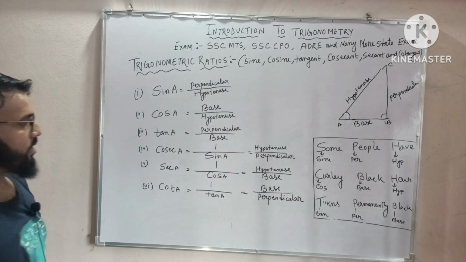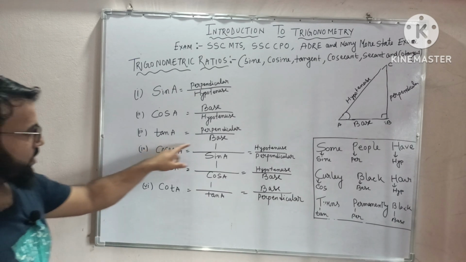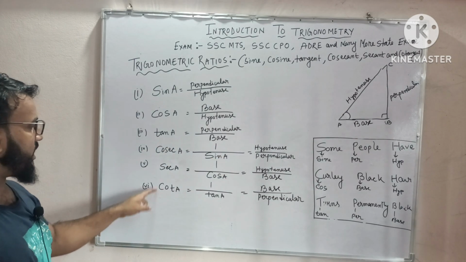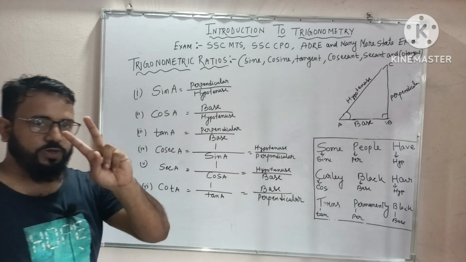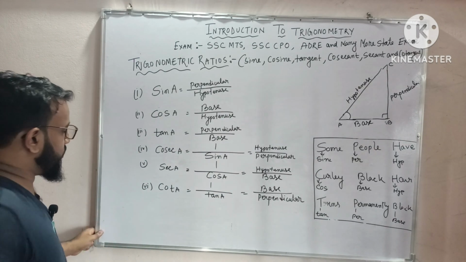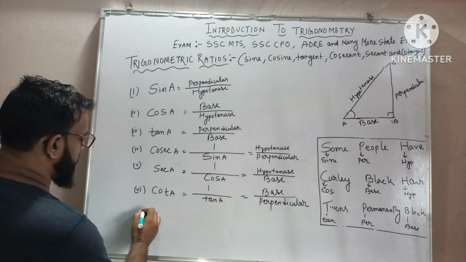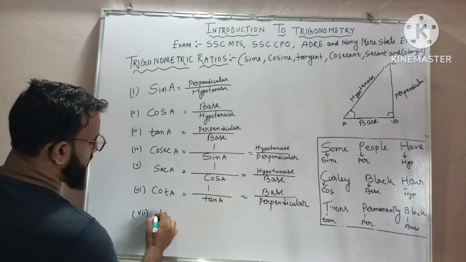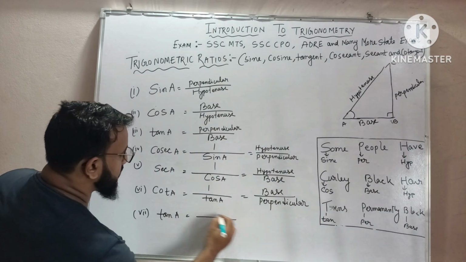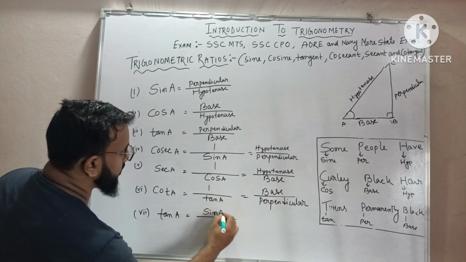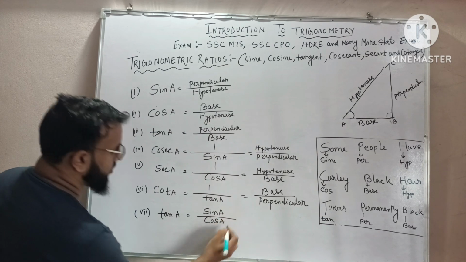Now I have included the reciprocal form. Reciprocal form मैंने साथ में पढ़ा दिया, इसको reciprocal form बोलते हैं. There are two special forms for the trigonometric ratios. Tan A we can write in the other form. Tan A is sin A by cos A, this is a special form.